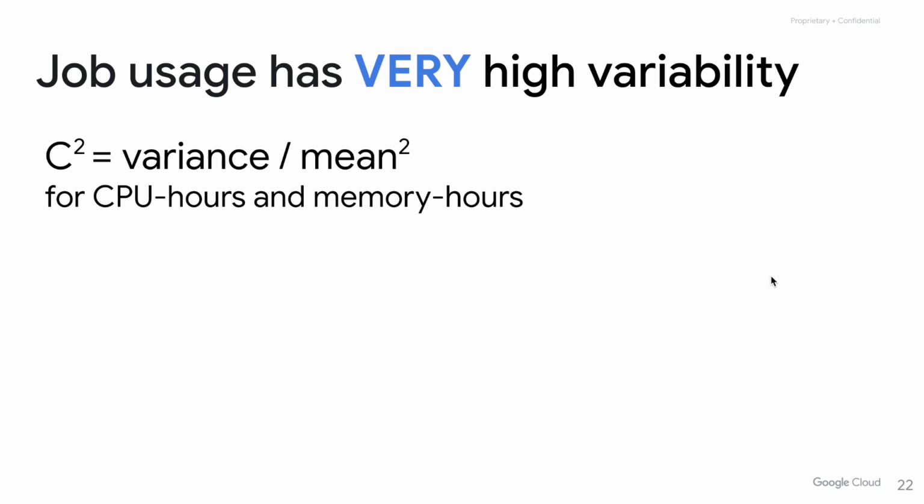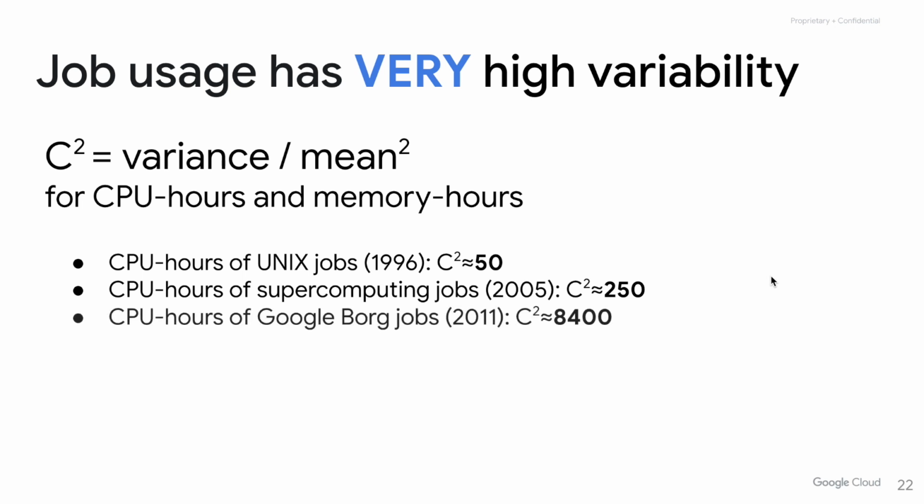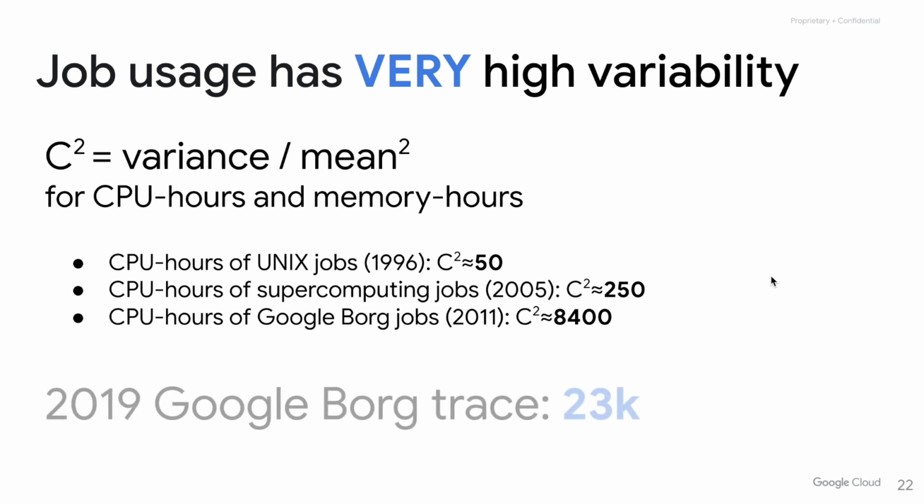A study of the CPU hours of Unix jobs in 1996 showed a c-squared of about 50. Similarly, a 2005 work analyzing the CPU hours of supercomputing jobs showed a c-squared of 250. Now let's compare this to what we see in Google's traces. So in the trace from 2011, we saw a c-squared of 8400 for CPU hours. For 2019 though, the c-squared recorded becomes larger than 23,000.